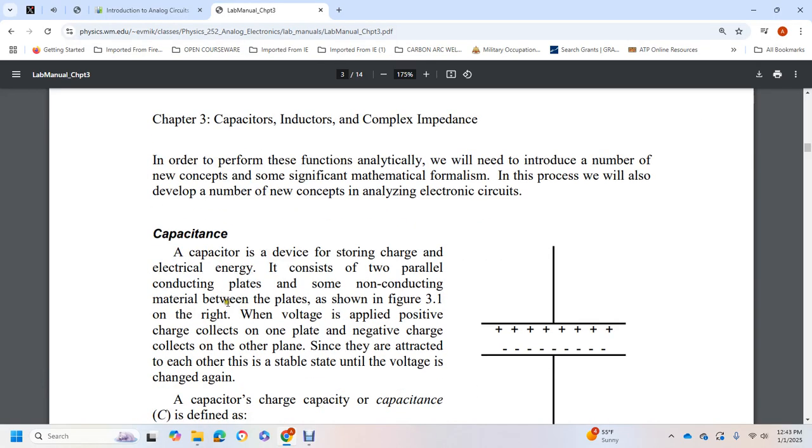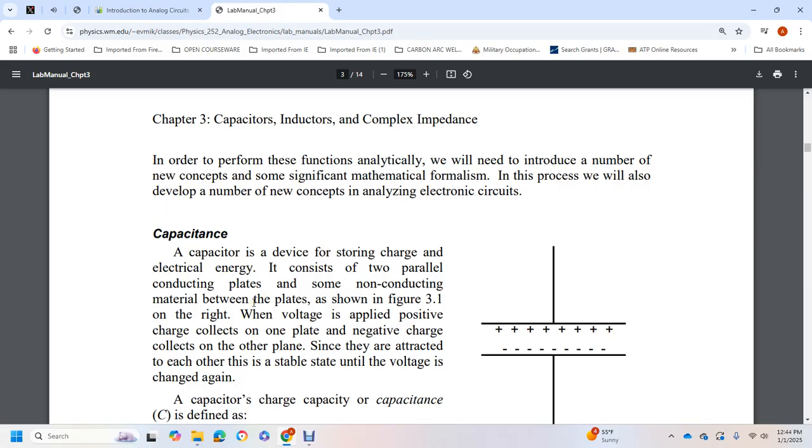A capacitor is a device for storing charged electrical energy. It consists of two parallel conducting planes with some non-conducting material between the planes, as shown in Figure 3.1. On the right, when voltage is applied, positive charge collects on one plate and negative charge collects on the other plate. Since they are attracted to each other, they're in a stable state.